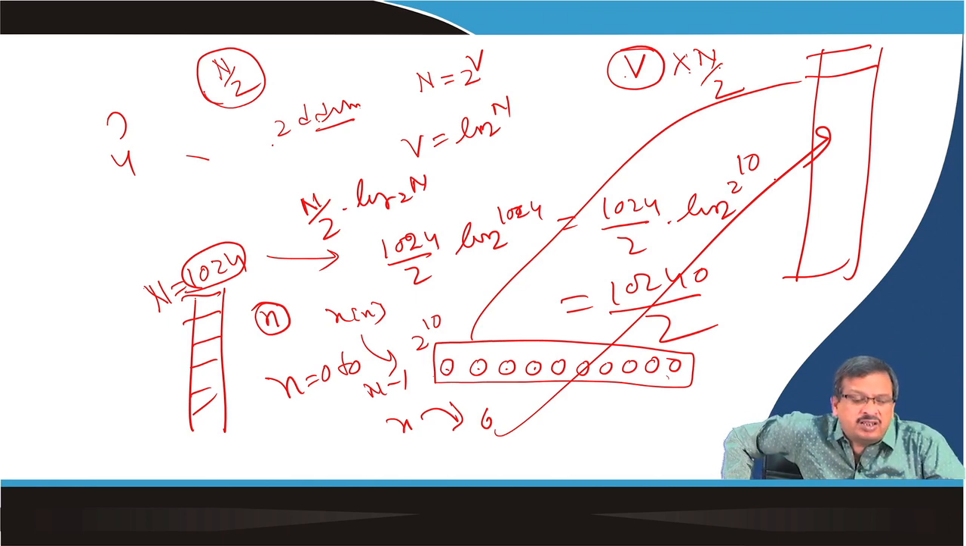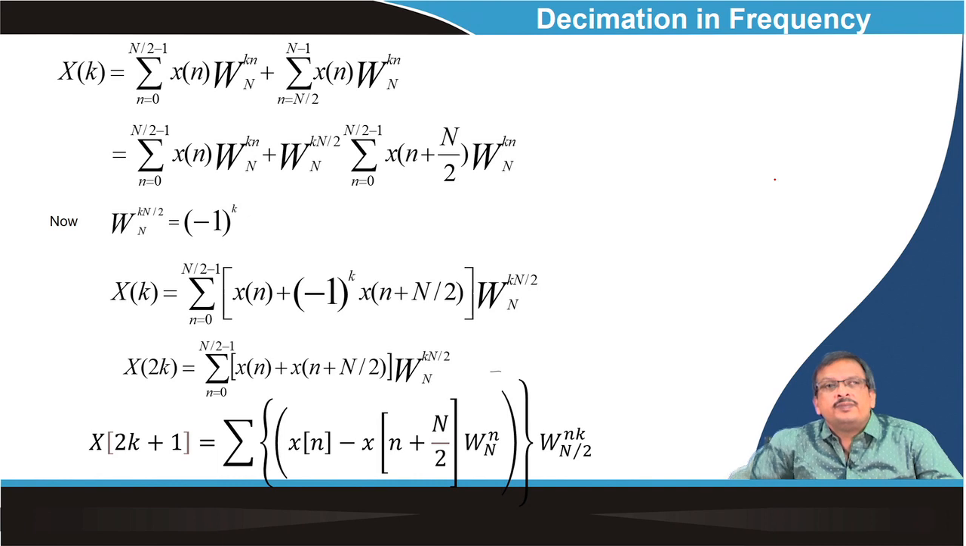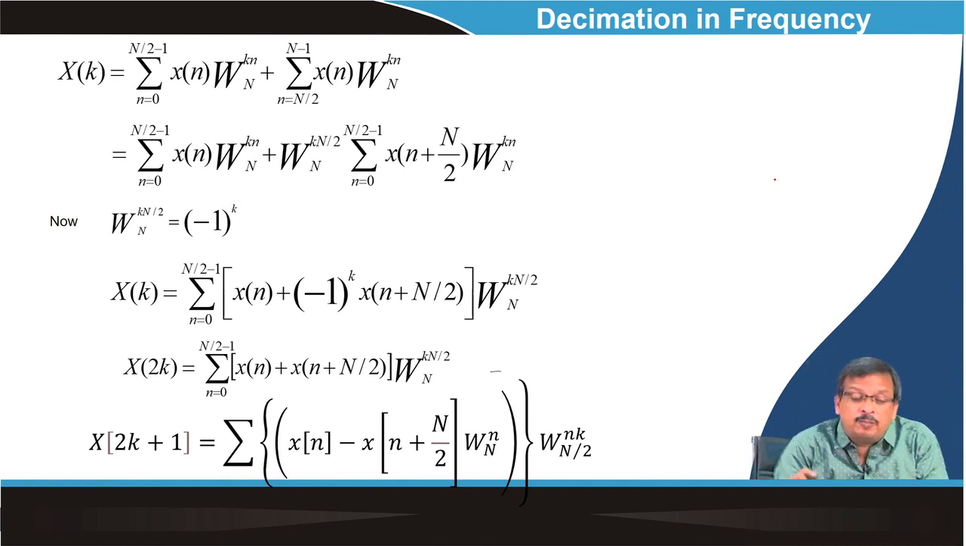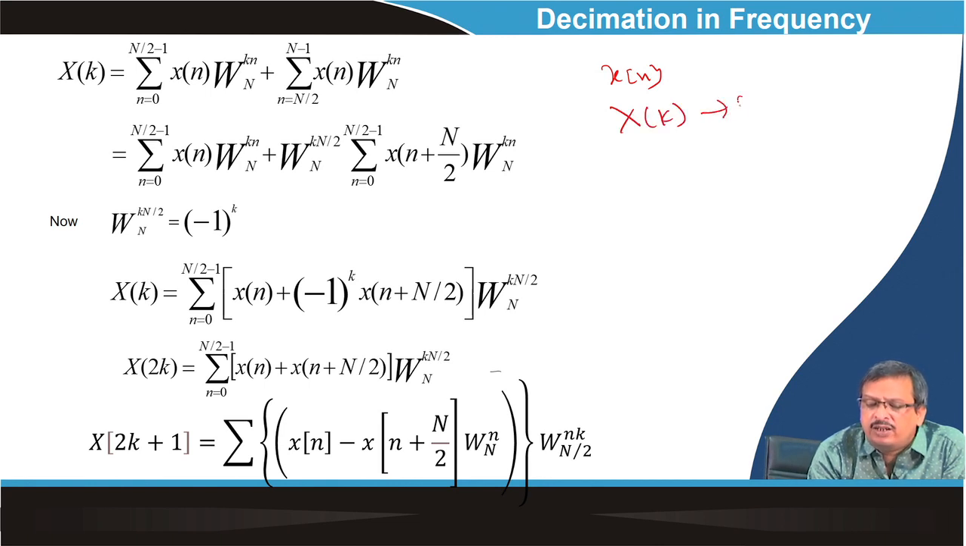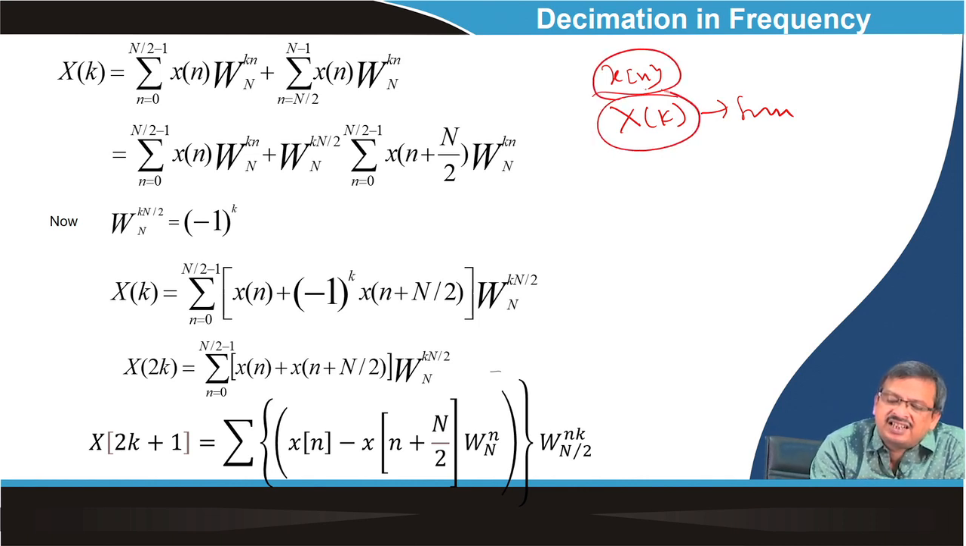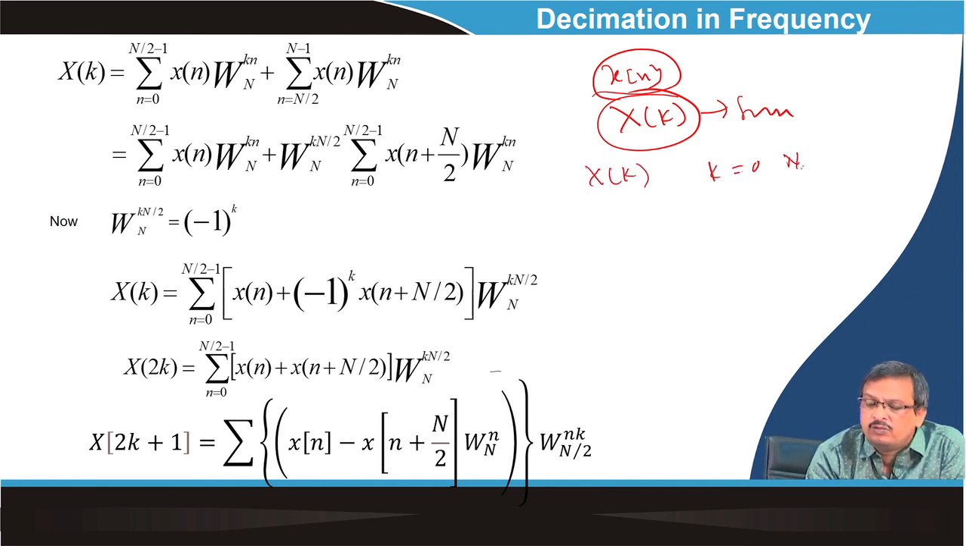Now, we go for the dissemination in frequency algorithm. Here, instead of dividing the signal into odd and even in time domain, I now divide the signal in frequency domain. If x of n is in time domain, then capital X of k is in frequency domain. So, instead of dividing x n, I am dividing X k. Let us say I compute X k first for k equal to 0 to N by 2, and then N by 2 to N minus 1.